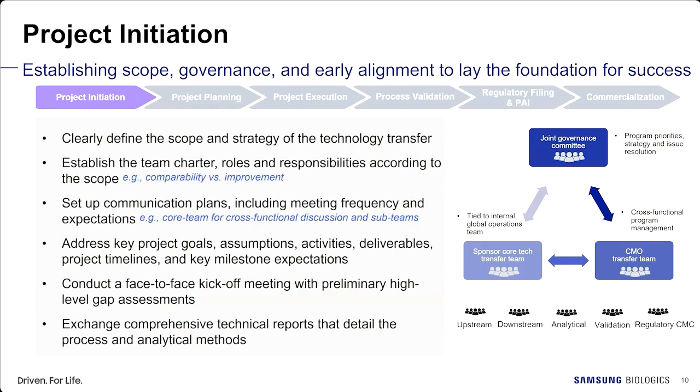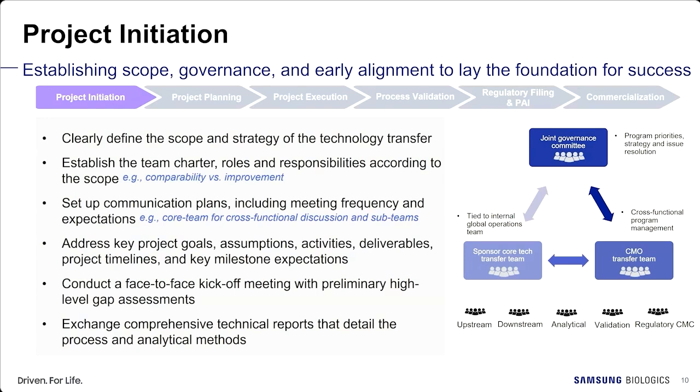The first stage is the project initiation stage. The project initiation stage defines the scope and strategy of the technology transfer between the sending unit and the receiving unit. Team charter, roles, and responsibilities are established according to the scope. One team can focus on the compatibility of product quality, but another team can focus on the improvement of productivity and product quality.